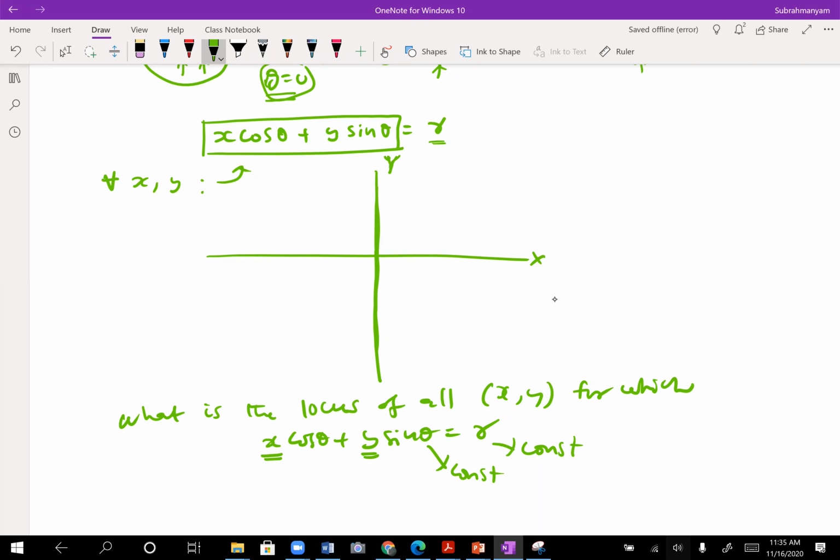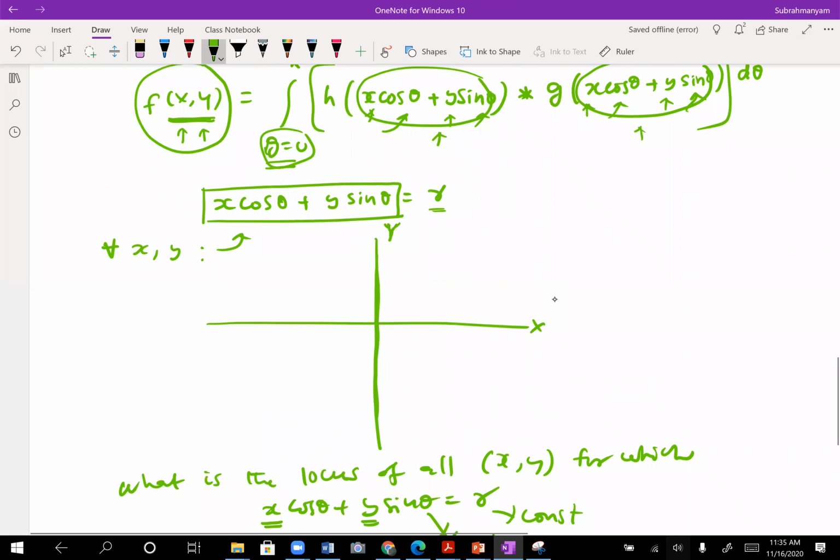Have you ever seen this earlier, particularly those who have done a computer vision course? R equal to x cos theta plus y sin theta. Hough transform. Very good. Correct. What is R here? Distance from origin. Correct. What is theta here? Angle. Correct. So those of you who have not done this course, don't worry.